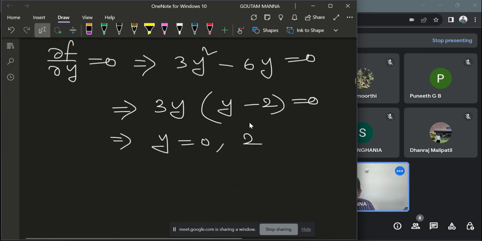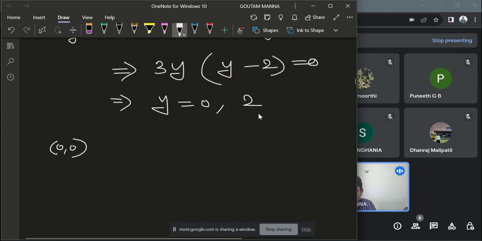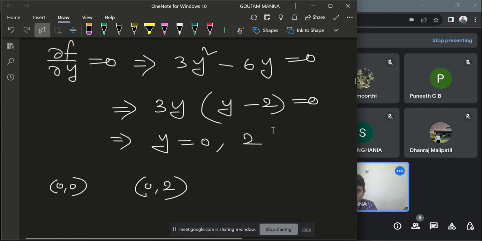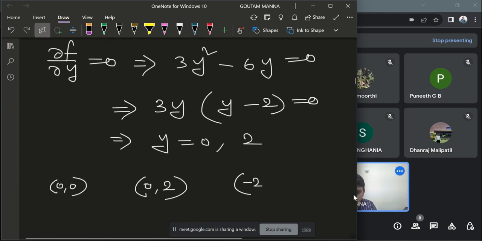So critical points will be 0, 0, that's where del f del x will be 0, del f del y will be 0. It can be 0, 2, it can be minus 2, 0, and it can be minus 2, 2. So we have 4 critical points here.